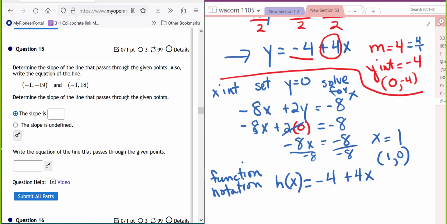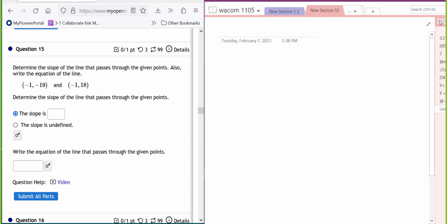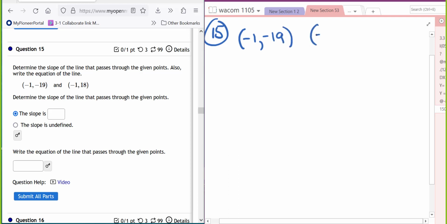And I am not sure why I picked this. Oh, yes, I am now. It looks just like some that we have done. You have 2 points, and you have to find the slope. So you can write the equation of the line.